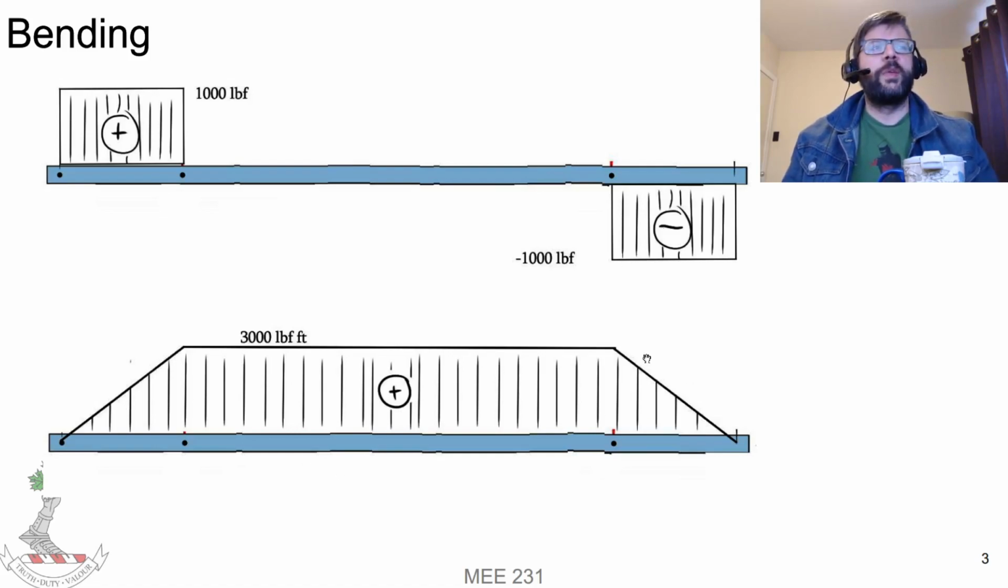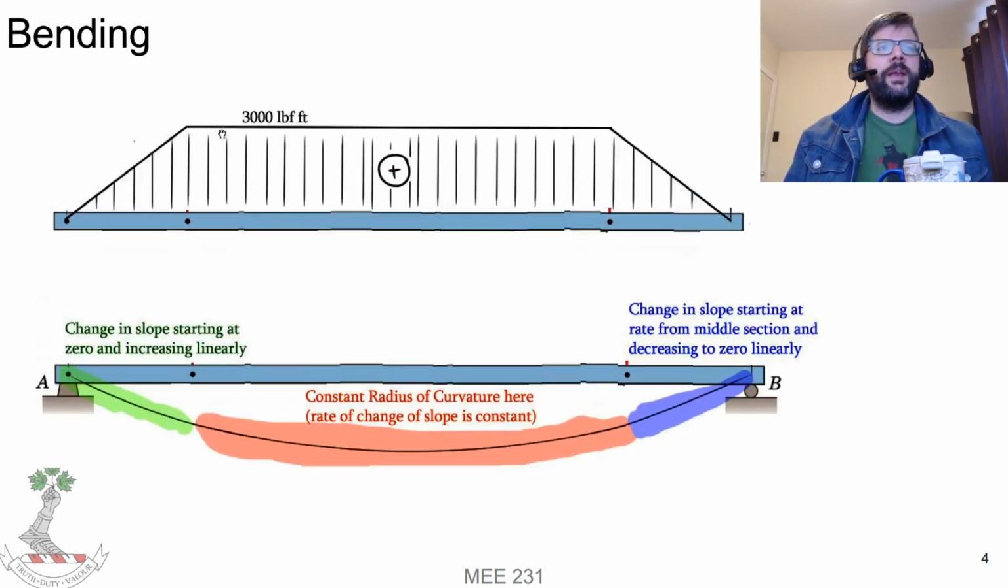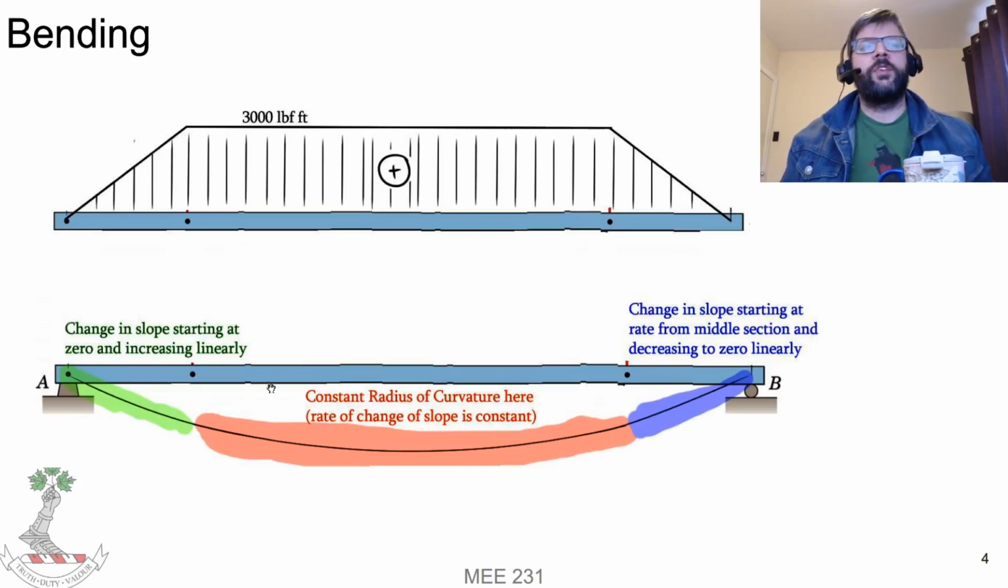So again, in the middle here, we've got a uniform bending moment. And it's going to be a uniform positive bending moment. So in that section there, it is a pure bending moment. So we're going to have a constant radius of curvature there. So the rate of change of the slope is going to be constant.